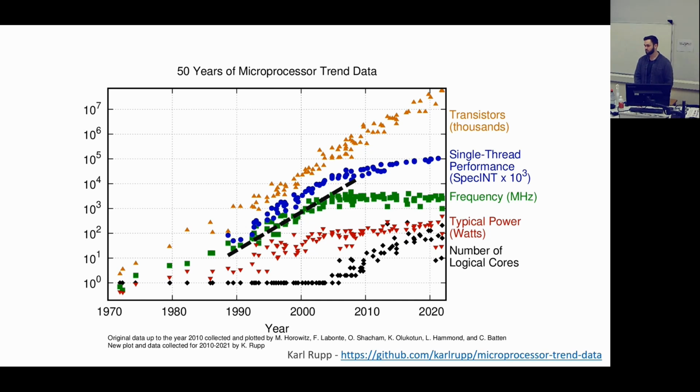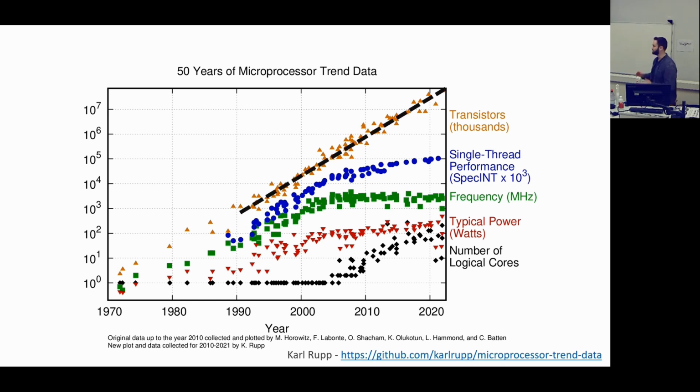I have a stupid question. So the single-threaded performance is almost not changing anymore. But what is the point of increasing transistors? Thank you for that question. So the question was, what's the point of increasing transistors if the single-threaded performance isn't improving that much anymore?